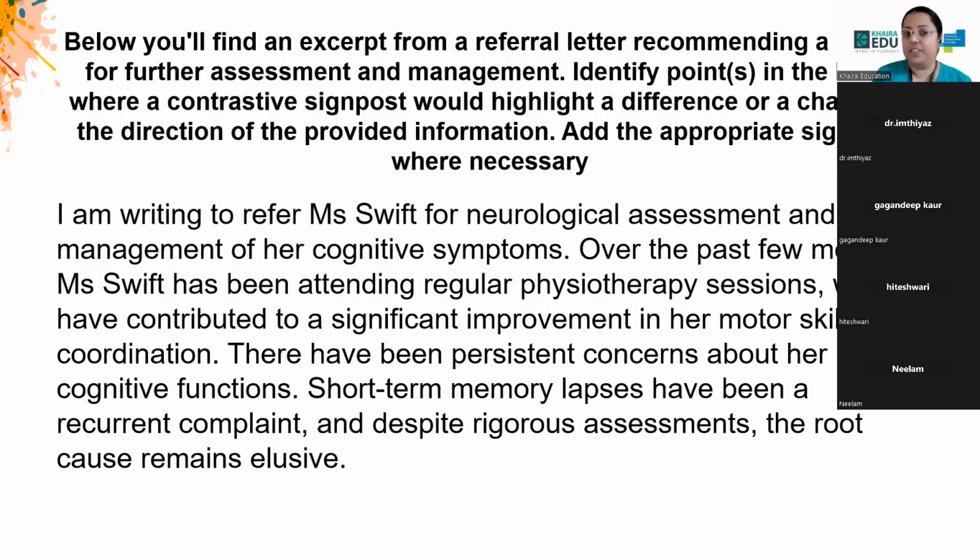I'm writing to refer Ms. Swift for neurological assessment and management of her cognitive symptoms. Over the past few months, Ms. Swift has been attending regular physiotherapy sessions, which have contributed to a significant improvement in her motor skills and coordination. There have been persistent concerns about her cognitive functions. Short-term memory lapses have been a recurrent complaint, and despite rigorous assessments, the root cause remains elusive.